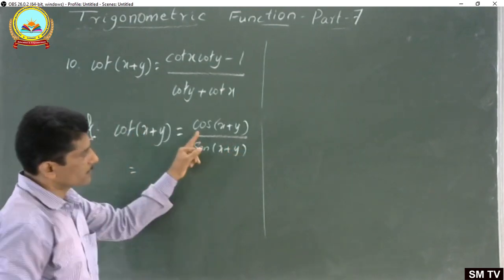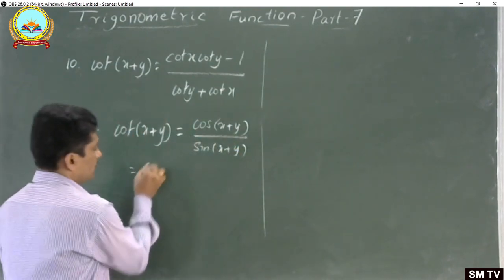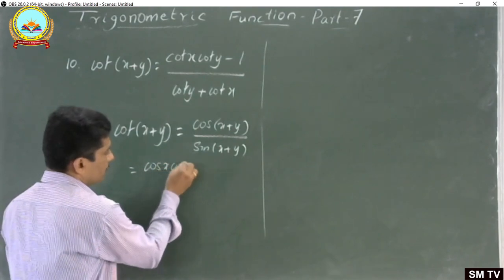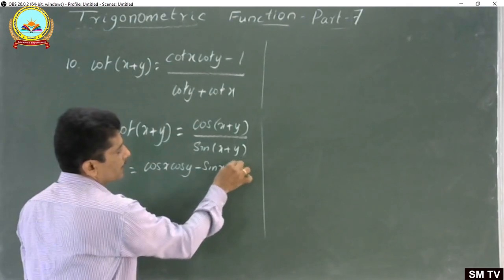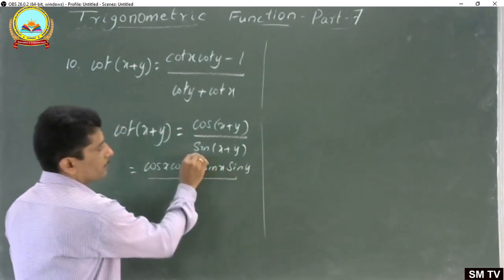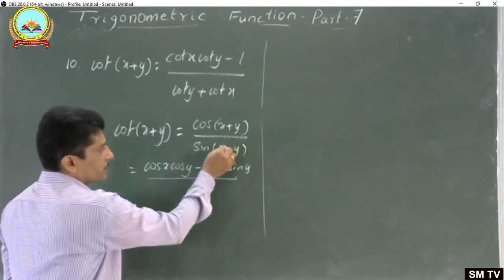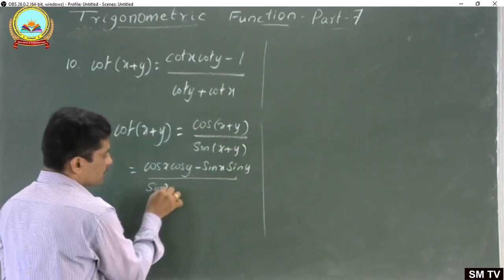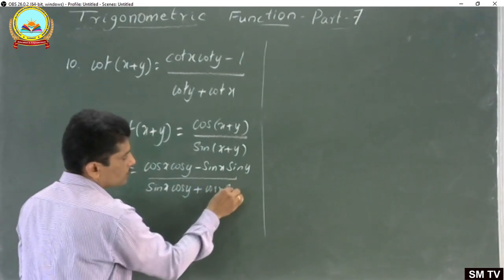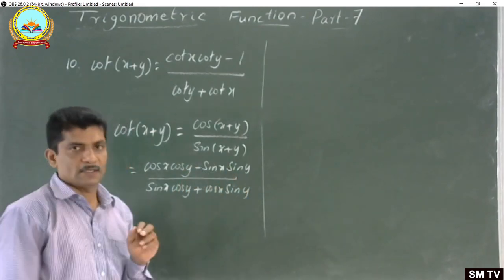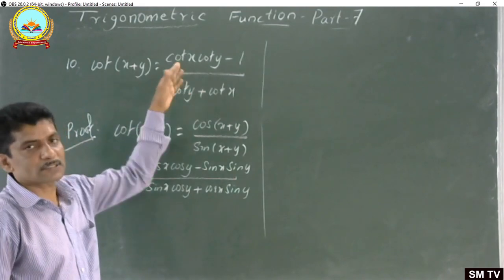Next, using the cos of x plus y formula, its value is cos of x into cos of y minus sin of x into sin of y, divided by sin of x plus y. You know the result, sin of x into cos y plus cos of x into sin of y. Here rewrite all in terms of cos.